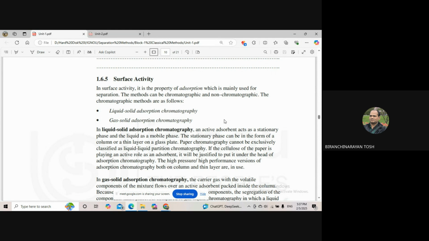In liquid solid adsorption chromatography, an active adsorbent acts as a stationary phase and the liquid as the mobile phase. The stationary phase can be in the form of a column or a thin layer on a glass plate. Paper chromatography cannot be exclusively classified as liquid partition chromatography. If the cellulose of the paper is playing an active role as an adsorbent, it will be justified to put it under the head of adsorption chromatography, not liquid solid.